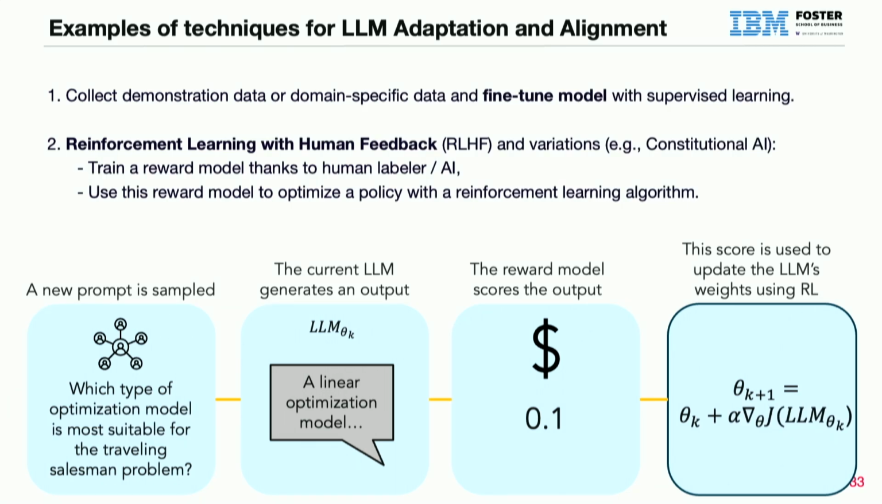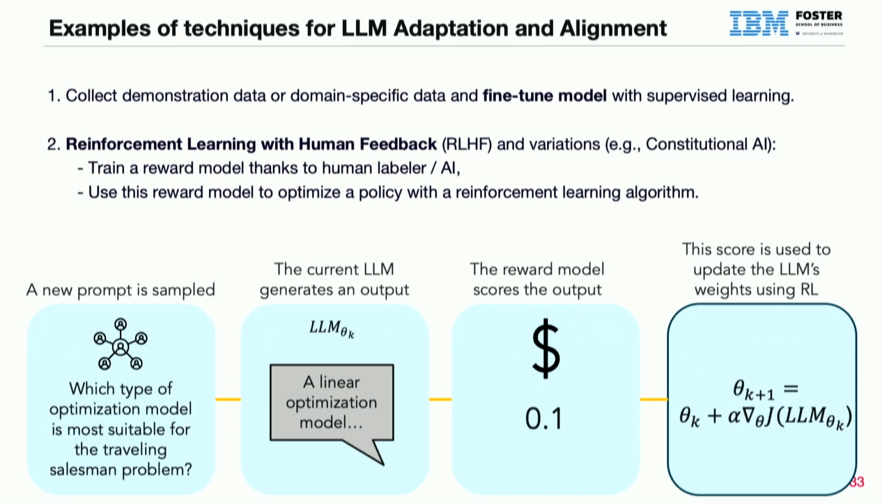And then using this reward model, you can just ask the model to give you answers to multiple queries and refine the weights little by little using reinforcement learning. For instance, if you ask which type of optimization model is most suitable for a traveling salesman's problem, the answer might be a linear optimization model. That's an okay answer. You'd rather want something like a mixed integer linear optimization model. So I just give a little reward to the model, and I will use this reward to update.